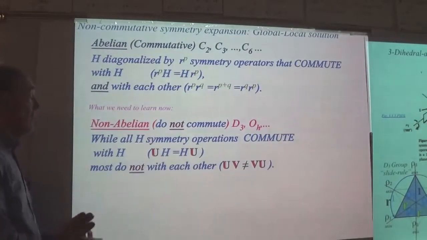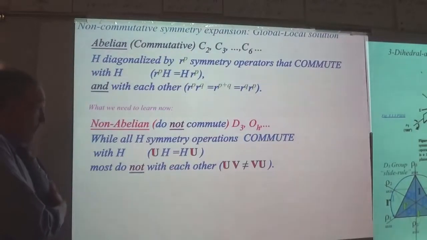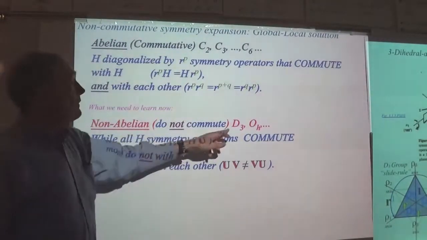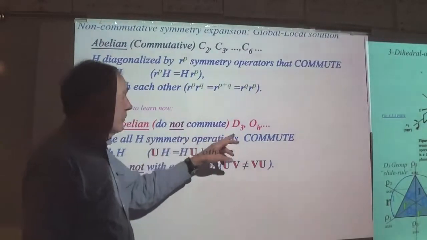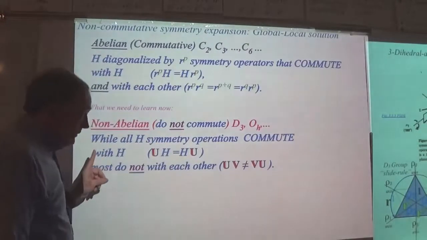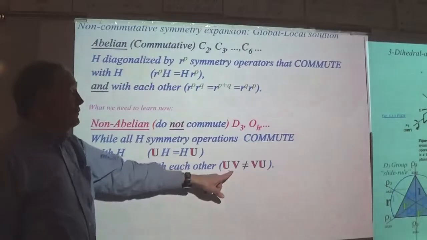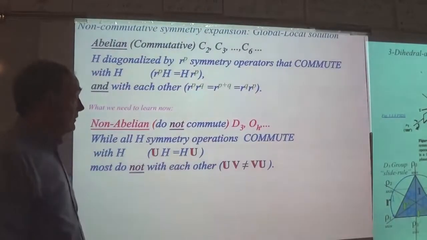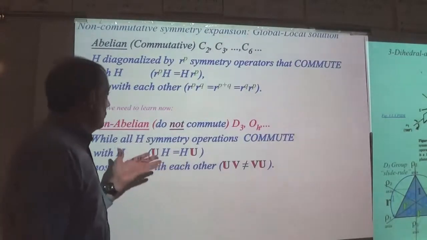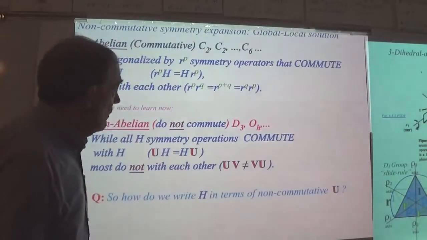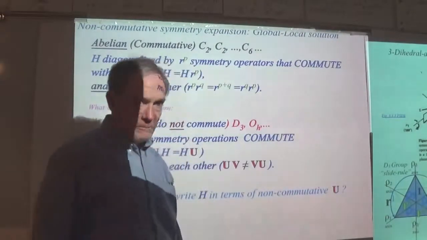What we need to learn now is how to do that trick of writing a Hamiltonian in terms of its group with operators that do not commute. While the symmetry operations do, in order to be symmetry operations, commute with the Hamiltonian, they do not mostly commute with each other. So it looks like we're out of business here. How do you write a Hamiltonian in terms of non-commutative matrices?